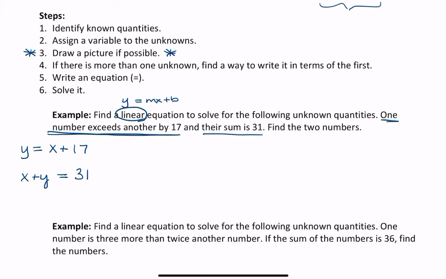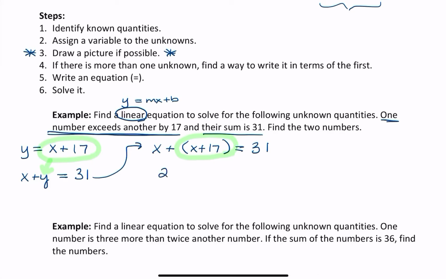So what I can do here is use substitution. Since y equals x plus 17, I can take that and plug it into the second equation using substitution to find x first, and then I can use that to find y. So I'm going to use the sum and rewrite y as x plus 17, substituting it in, equals 31. Right here, I've plugged in what y equals so I have it all in one variable.